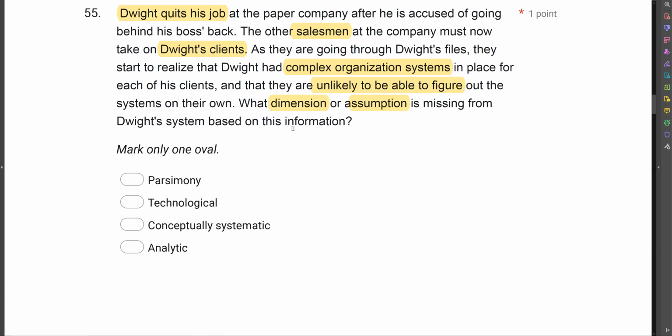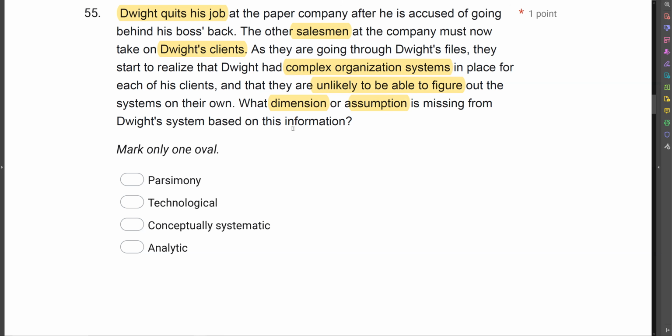So what is the issue here? What is the problem? Well, these new salesmen can't duplicate or replicate what Dwight was doing. So what dimension or assumption is related to duplication or replication? A, parsimony. Parsimony says we take the simplest explanation. Since we're not offering explanations here, since no one's asking for explanations, we're simply looking at the salesmen and their ability to imitate or duplicate Dwight's systems. We're not talking necessarily about parsimony here.